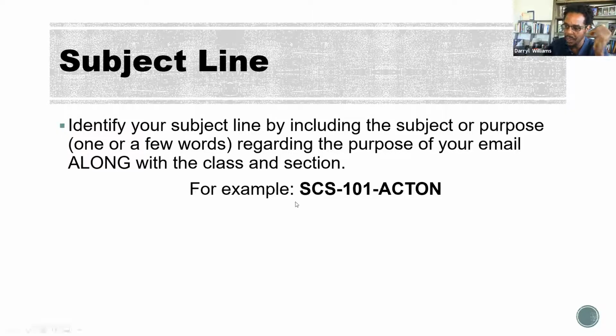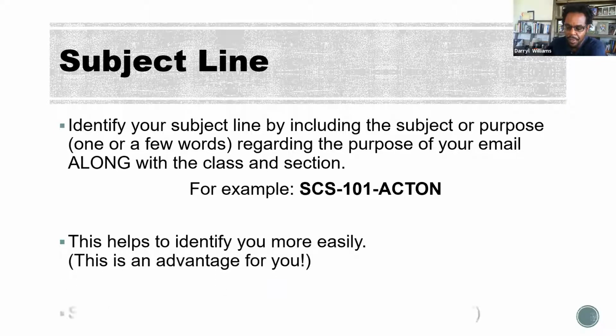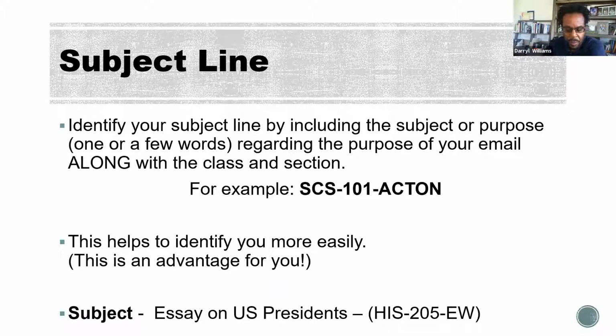For the course, I'll use an example for my course, SES 101, and then the section, whatever that may be. I just put ACTON, but whatever it may be, it could be history, sociology, psychology. Try to list the course number and the section. That helps to identify you. And you may say, okay, why is that important? That's certainly an advantage for you, but why is that important?